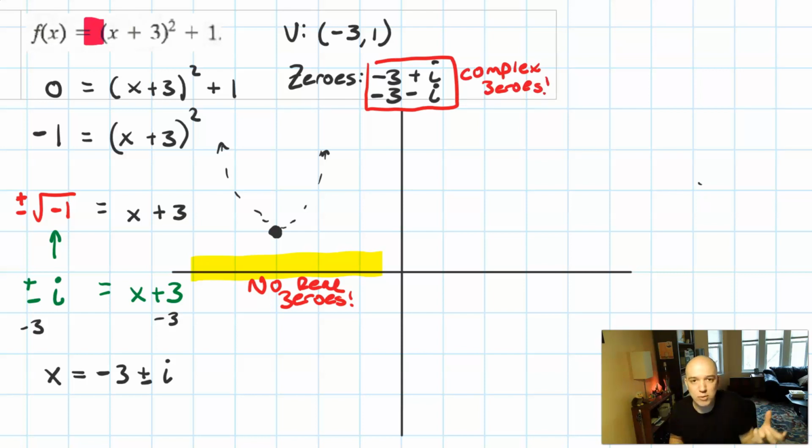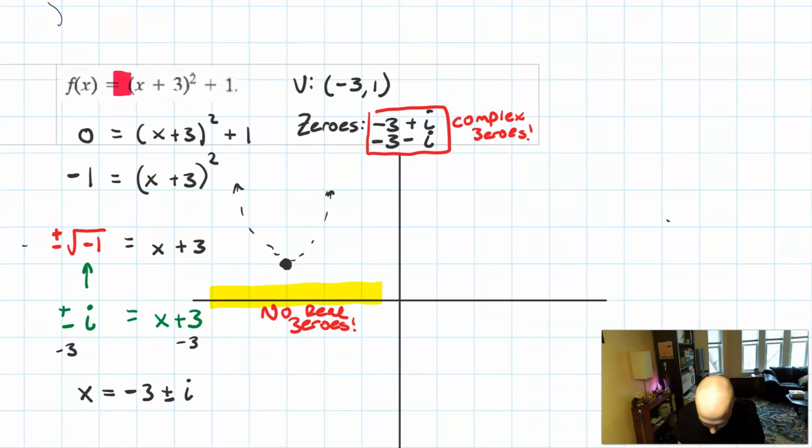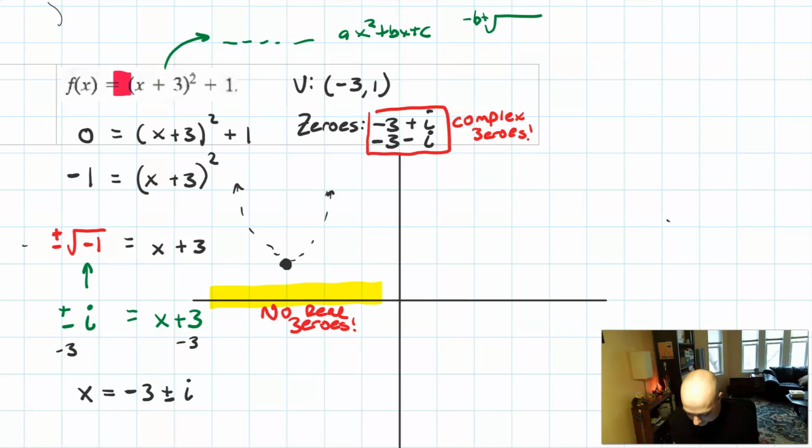And that vertex form was actually really easy and useful for finding those complex zeros. So I just wanted to show you that because that is a situation that can come up sometimes. And again, what some people often will do is they'll try to multiply this whole thing out, get it in ax squared plus bx plus c form. But then to find complex zeros, they end up using the quadratic formula. And it's a whole lot of work.